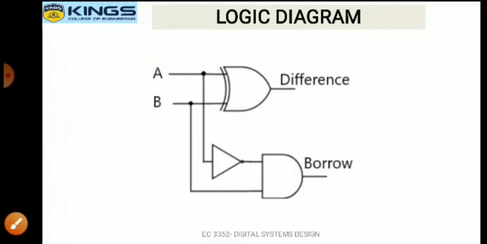So far what we have discussed is the half subtractor. Step number 1 is we have to define the inputs and outputs. Step number 2, draw the schematic representation. Step number 3, obtain the truth table. Step number 4, draw the K-map and get the simplified expression. Step number 5, for the simplified expression, draw the logic diagram.